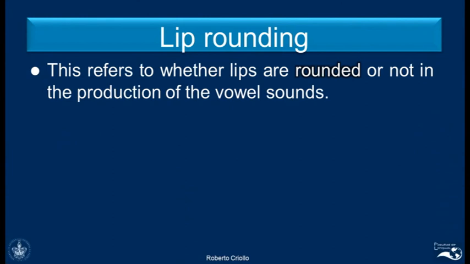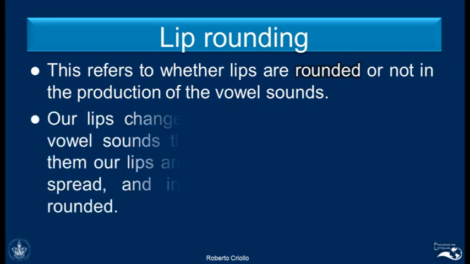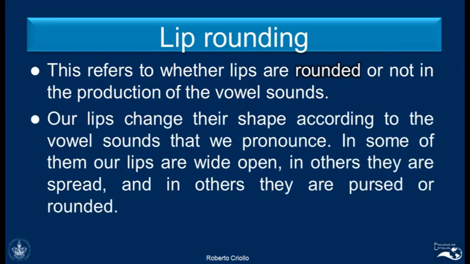As the name suggests, this refers to whether the lips are rounded or not in the production of the vowel sounds. Now, something important to mention is that our lips change their shape according to the vowel sounds that we pronounce. So in some vowel sounds, our lips are wide open, in others they're rather spread to the sides, and yet in some others they are pursed or rounded.